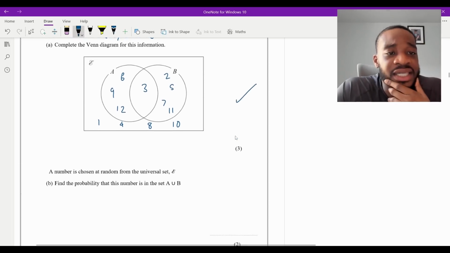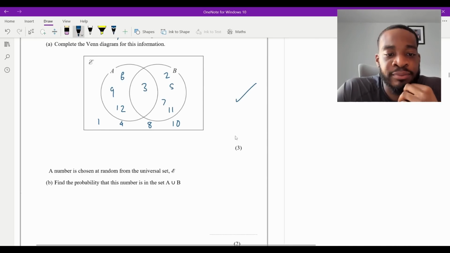Now part B, it says a number is chosen at random from the universal set, right?